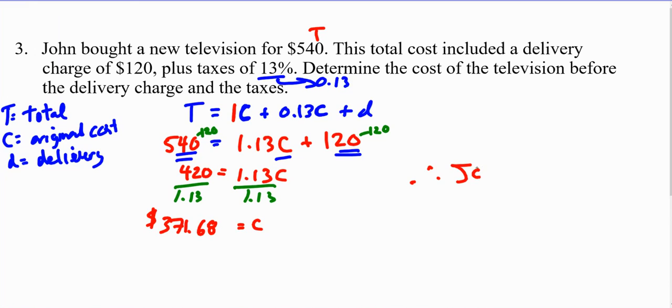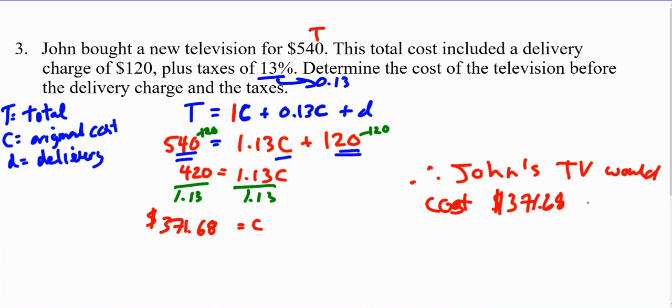Therefore, John's TV would cost $371.68 before tax and delivery.